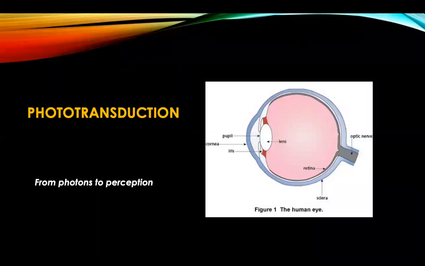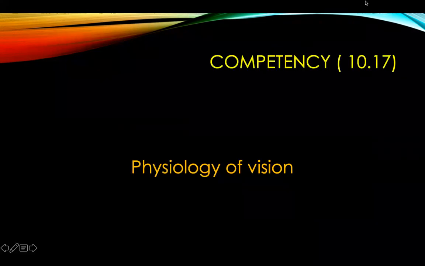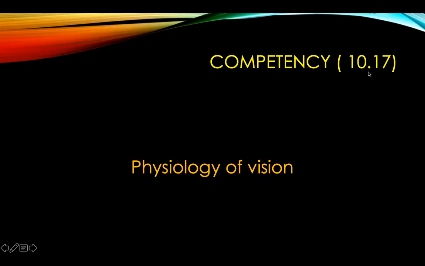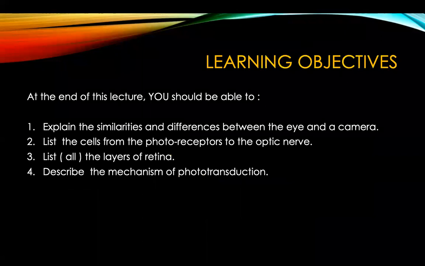Good day, dear students. This video is about phototransduction, the phenomenon by which photons, or units of light energy, are converted into a visual image in the brain. This is competency 10.17 within the framework of the new competency-driven curriculum, which is physiology of vision. The learning objectives are to explain the similarities and differences between the eye and the camera, list the photoreceptor cells, and list the layers of the retina, and describe the mechanism of phototransduction, which is the main part of this video.